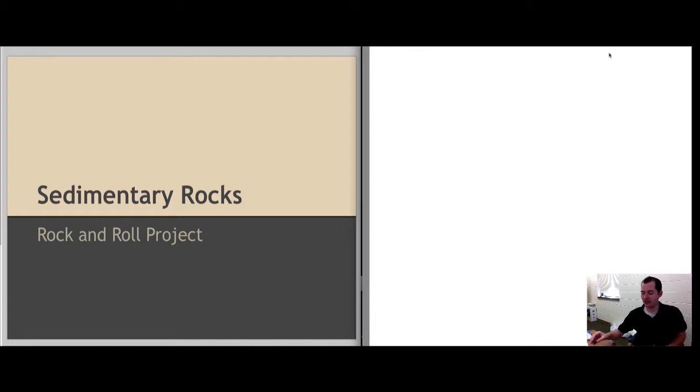All right, we're going to look at a quick introduction to sedimentary rocks as part of the rock and roll project. We're going to look at things like the formation of sedimentary rocks, how we can figure out the age, and how we might identify sedimentary rocks.